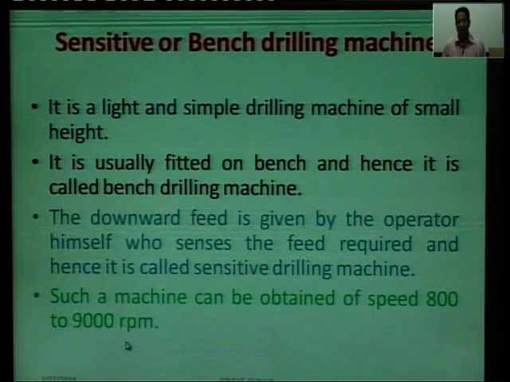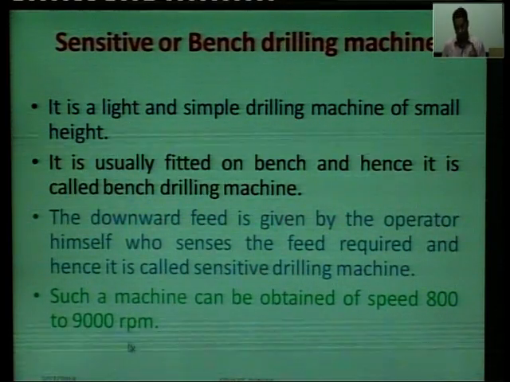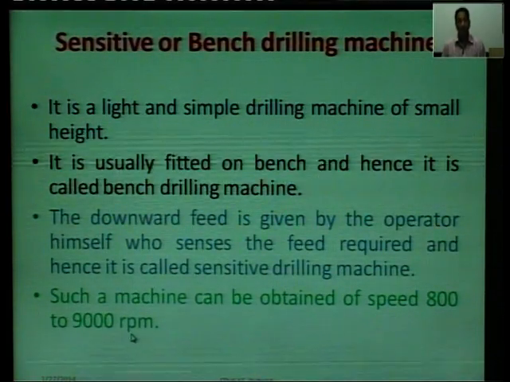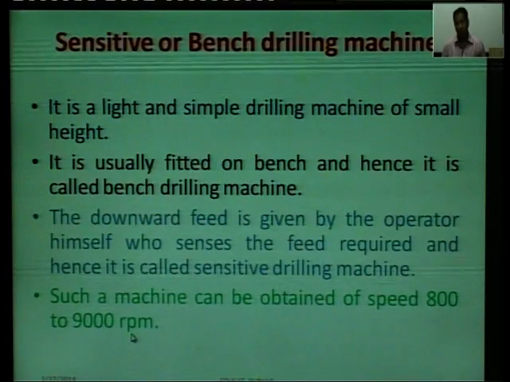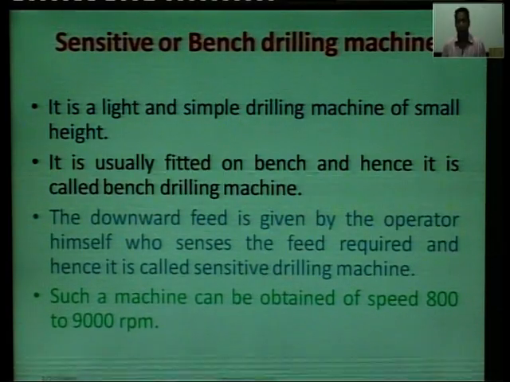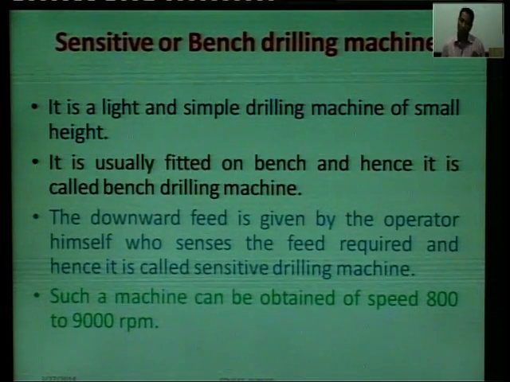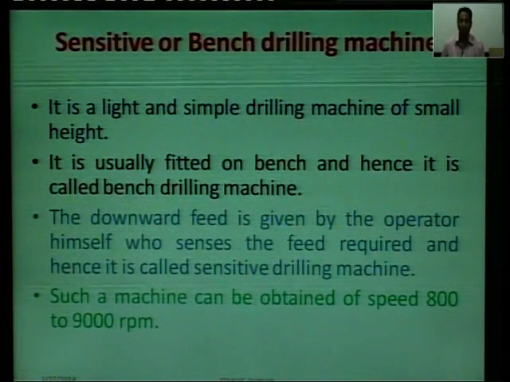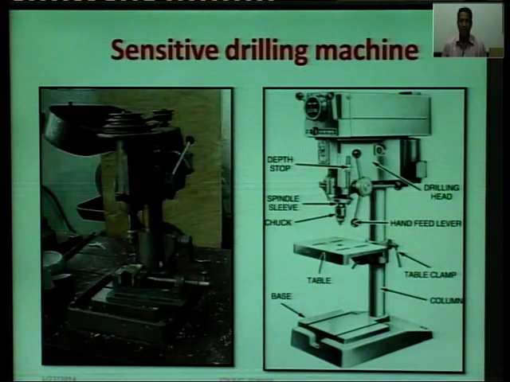How do we get this rpm? How can we give rotary motion to the drilling machine or drill? With the help of a motor. The motor may have a uniform rpm or a variable rpm. The motor may have different rpm also. So this is the example of the sensitive drilling machine or bench machine.